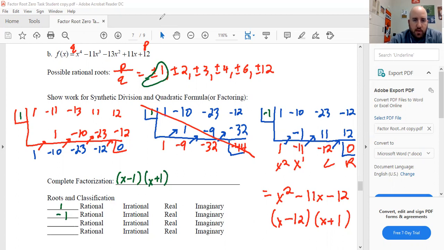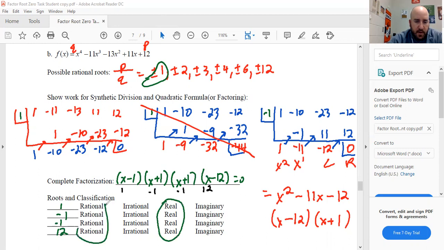So here's my last two factors. I'm going to rewrite it because I got x plus 1 again. Again, I can have x plus 1 twice. That's fine. X minus 12. Again, if we set it all equal to 0, we got 1, negative 1, negative 1, 12. So negative 1 and 12 are my third and fourth roots.